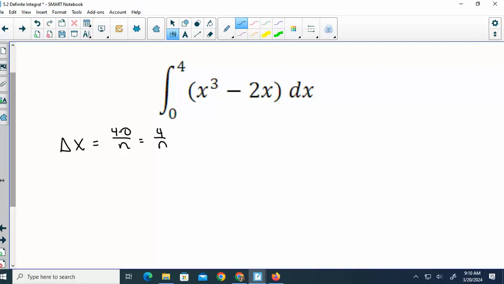Alright, then we need our x sub i. x sub i is your starting point, which was 0, plus the change in x times i. So we get 4 over n i.